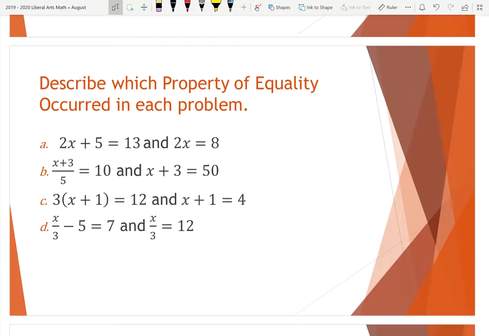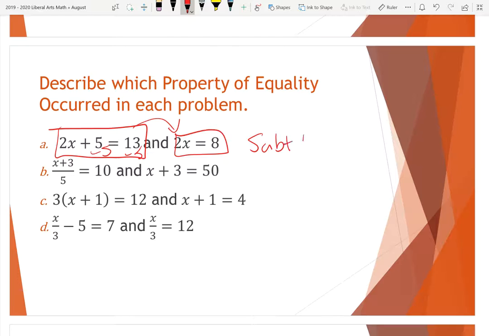All right. Describe the property of equality that occurred in each problem. So now in this example, they've done the math. You just have to list the property that they used. So 2x plus 5 equals 13 turned into 2x equals 8. So they got rid of the 5, obviously, on the left side. But what did they do from this first equation to the second equation? They had to have subtracted 5 on both sides, meaning they used the subtraction property of equality to solve it.